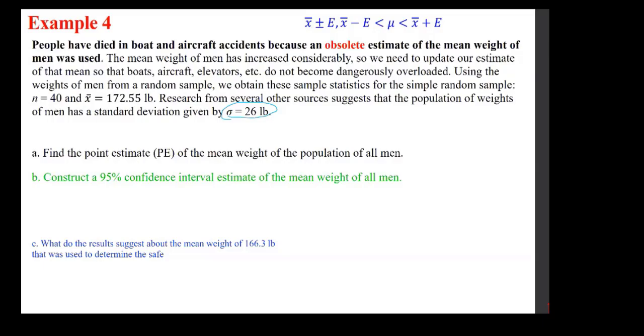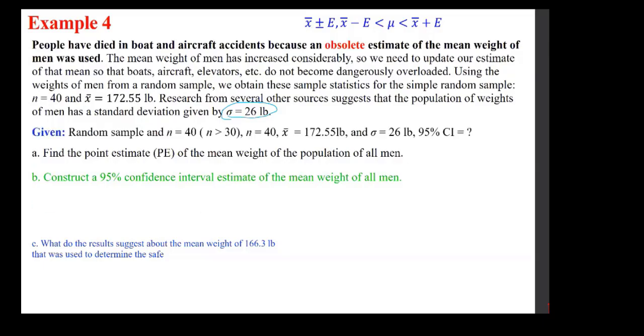Now, what is given? It's a random sample. n is 40, which is larger than 30. X bar, sigma, 95% confidence interval. Let's go step by step. The very first step is asking us to come up with PE, short for point estimate, of the mean. That means point estimate of mu. And point estimate of mu is X bar. That means to get started with a confidence interval, we start with somewhere. And that somewhere would be this X bar sample.